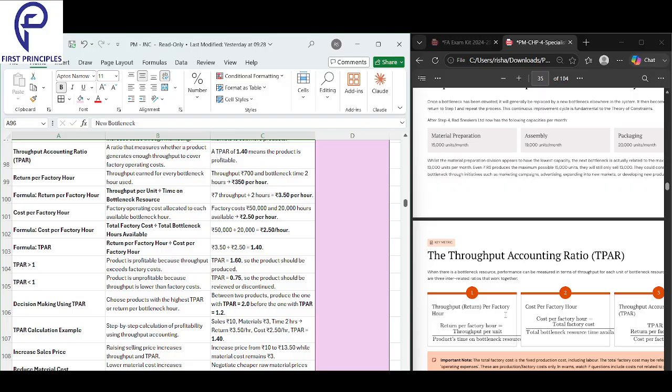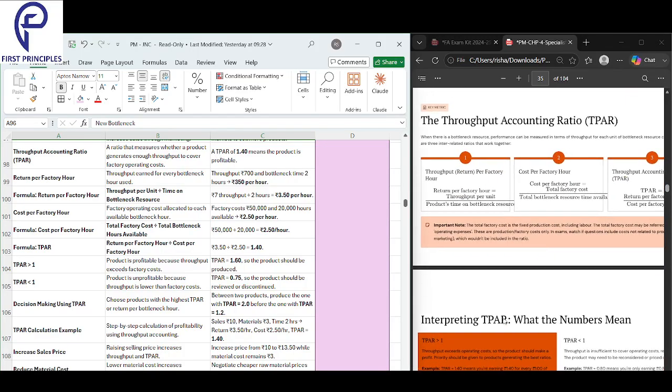Then we have the throughput accounting ratio. Next thing is the throughput accounting ratio. What about the throughput accounting ratio? It's a ratio that measures whether a product generates enough throughput to cover the operating cost or not. What is throughput again? Sales minus direct material cost. So it measures whether a product is generating enough throughput to cover your factory operating cost.